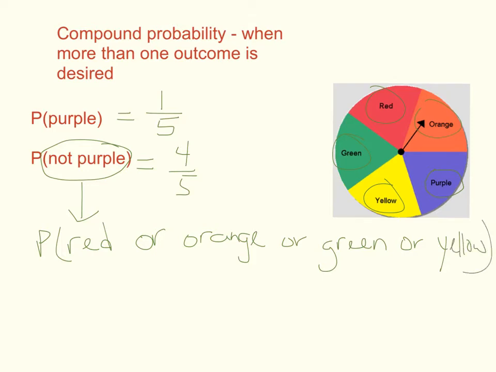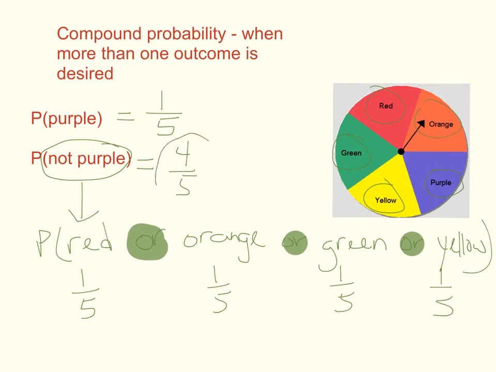So I have this word or in here, and that's important. So or kind of is going to be a flag for you that says, hey, there's something to do here. So let's break this down. So do you agree that the probability of red is 1/5? Because I have one section out of 5. Orange is 1/5. Green is 1/5. And yellow is 1/5. Well, we know the probability of not purple is 4/5.